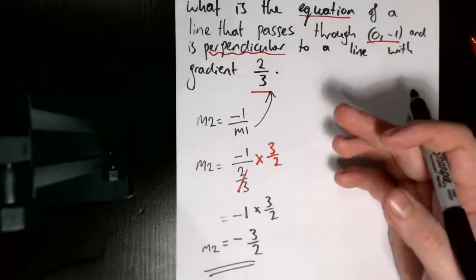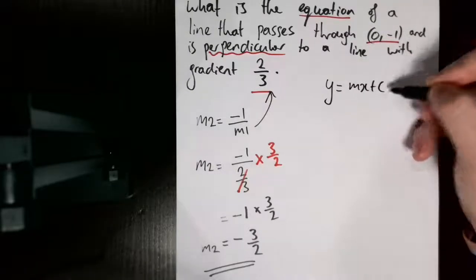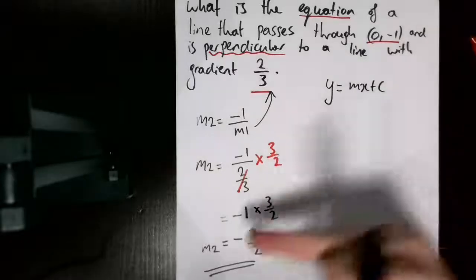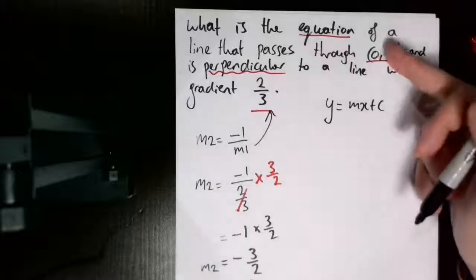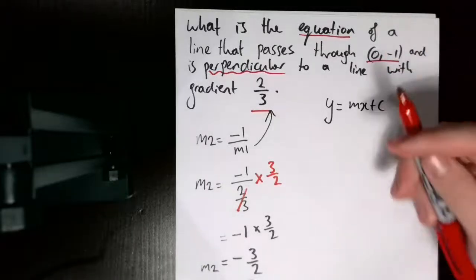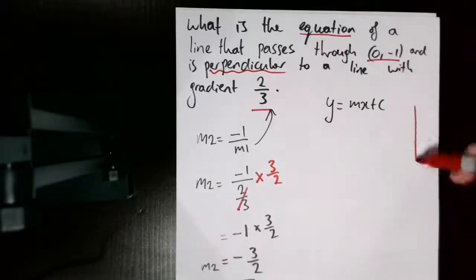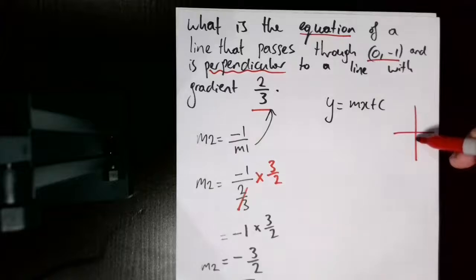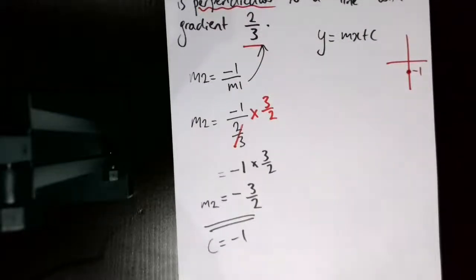So we've found the gradient. The other thing we need to find is the y-intercept, because remember, we're going to put it in the form y = mx + c. So the first thing you should do is look at your point and ask yourself, does it lie on the y-axis? If the answer is yes, you're in luck, you've cut out a lot of work. And the point (0, -1) does lie on the y-axis. It's here at x = 0 and down here at y = -1. So our intercept is just c = -1, because that's where it crosses the y-axis.